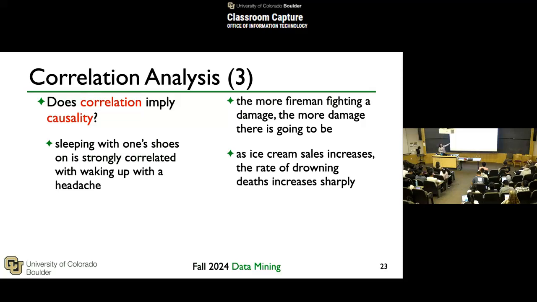Those are, of course, extreme examples. You may say, oh yeah, this is obvious. But in many of the real-world data mining problems, it may not be so obvious. So just keep this in mind. We are calculating correlation. Correlation may or may not be causality.